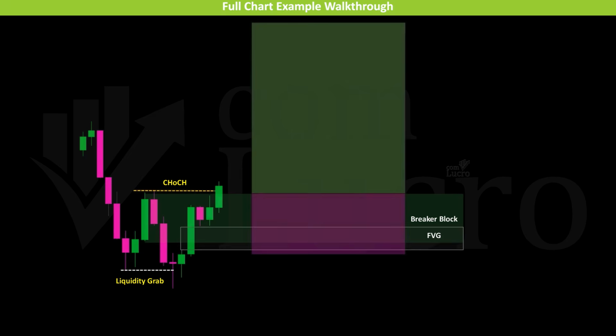In this case, the reaction is expected to come from the breaker block rather than the fair value gap. For this reason, the entry should be placed at the highest point of the breaker block, with a stop loss positioned a few pips below the fair value gap.